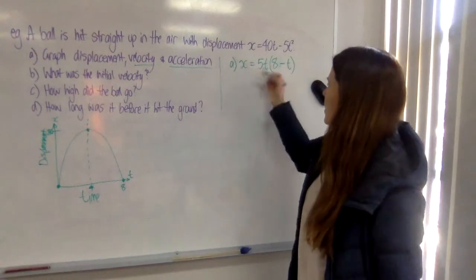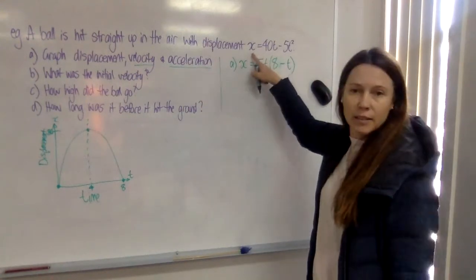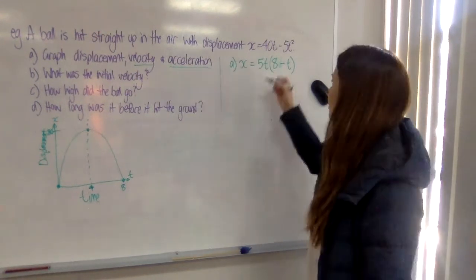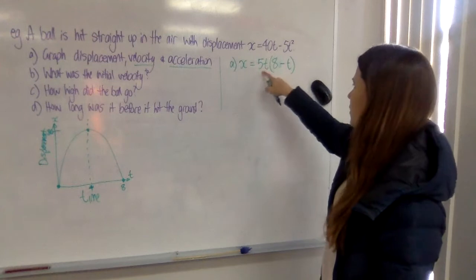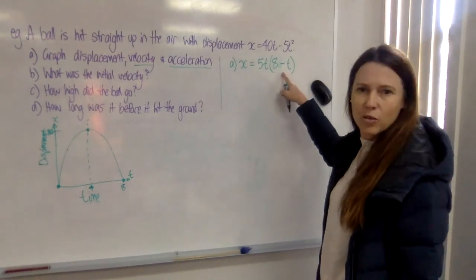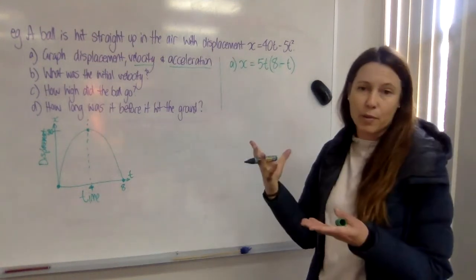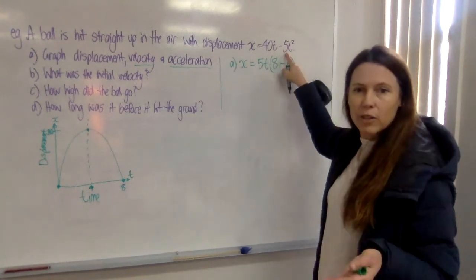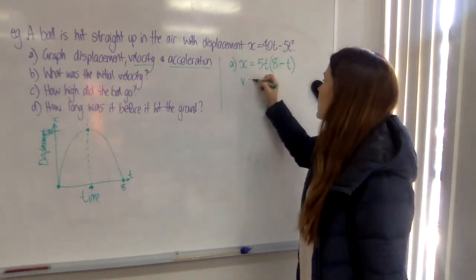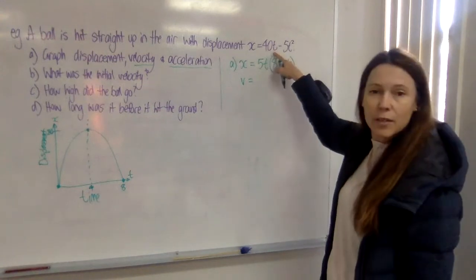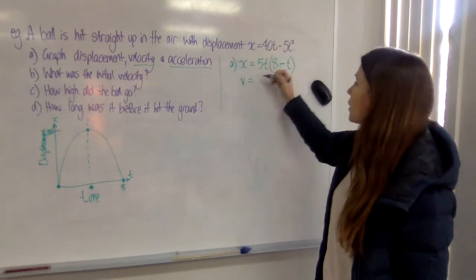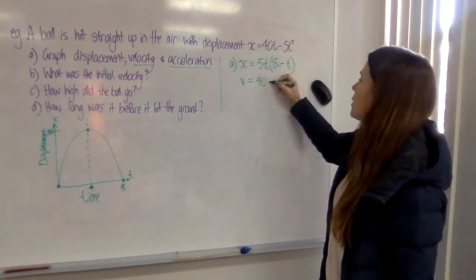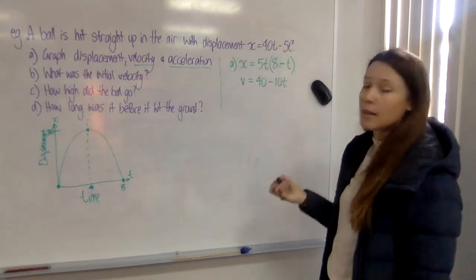All right, the velocity. I'd better differentiate displacement to find the velocity formula. Then I can graph it. Now, I could differentiate this, but I'm going to need the product rule for that because it's got two parts, both of them with t in it. It's going to be much easier to differentiate this version one term at a time. So v is equal to, let's differentiate here with respect to t. We get 40, and differentiating here, the 2 comes down, we get minus 10t.